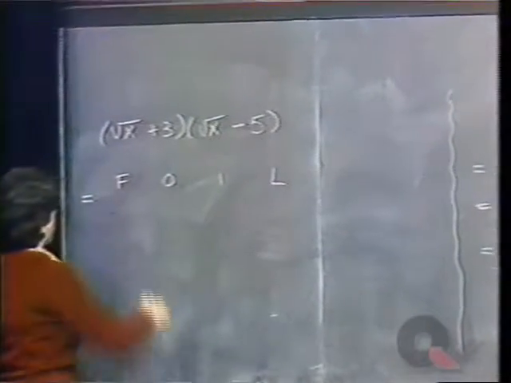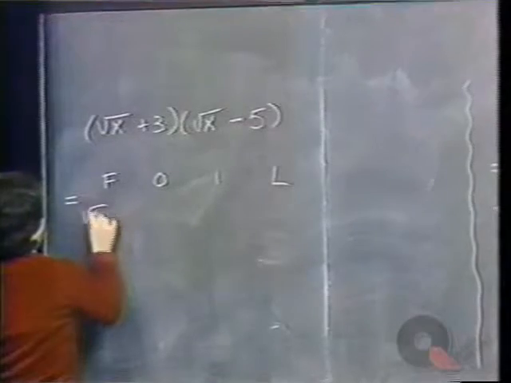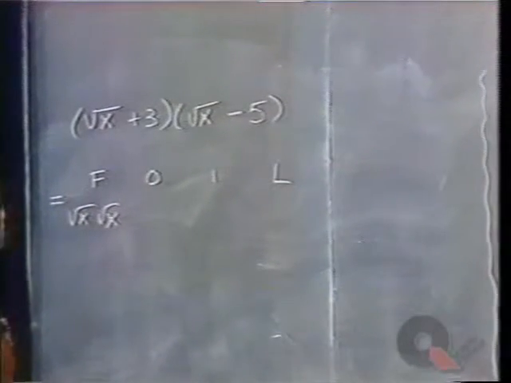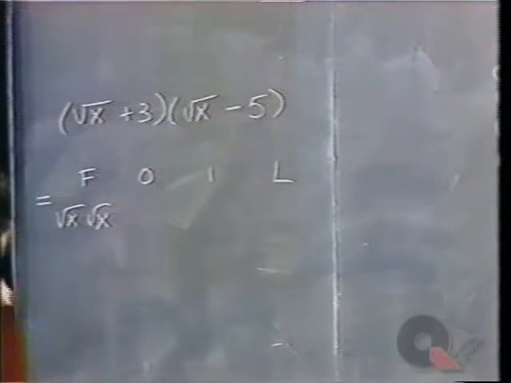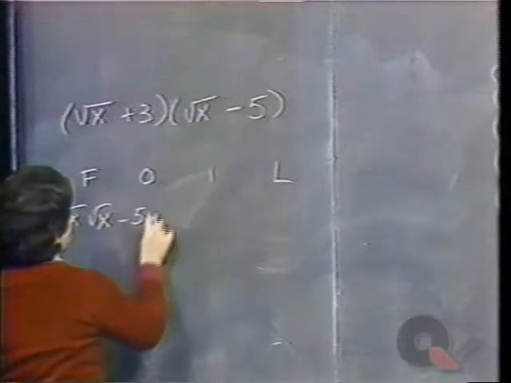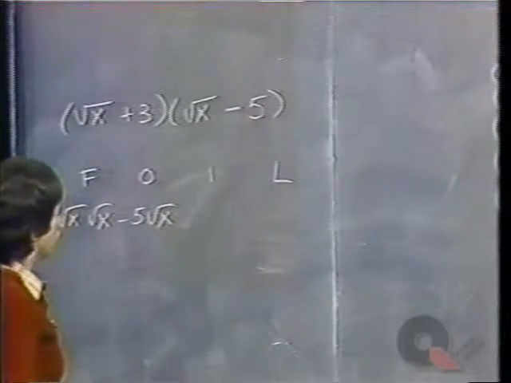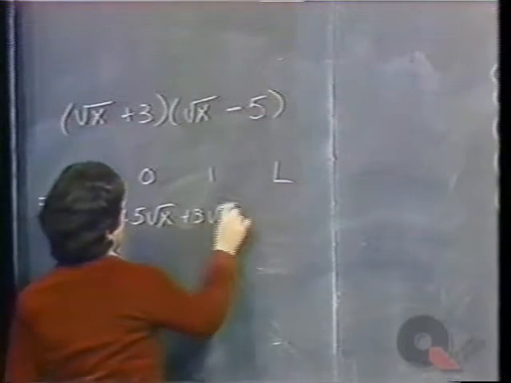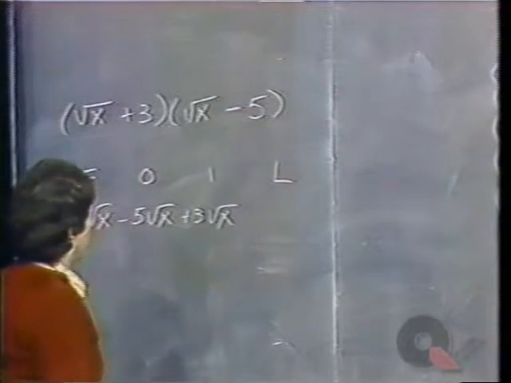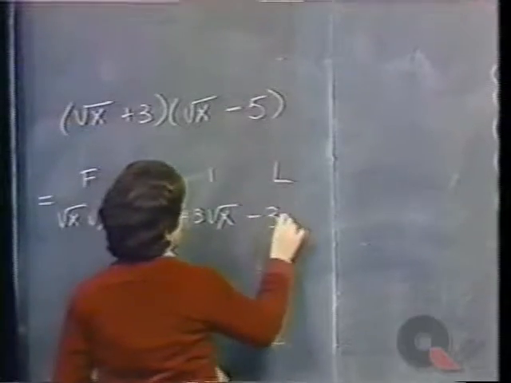Okay, let's try that. The first terms give us the square root of x times the square root of x. Assume here, of course, that x is positive. And outer terms, we have minus 5 the square root of x. Inner terms, plus 3 the square root of x. And last terms, minus 3 times 5.